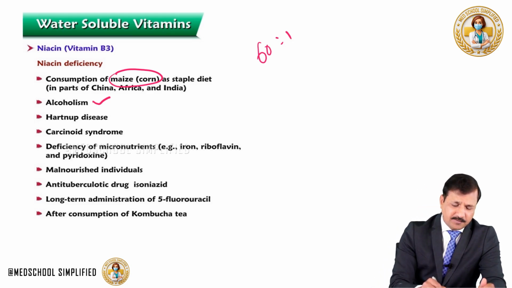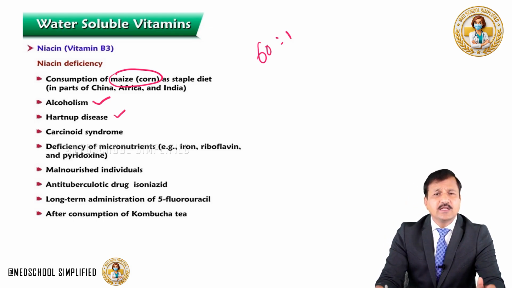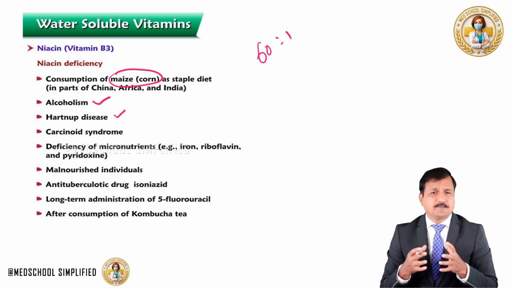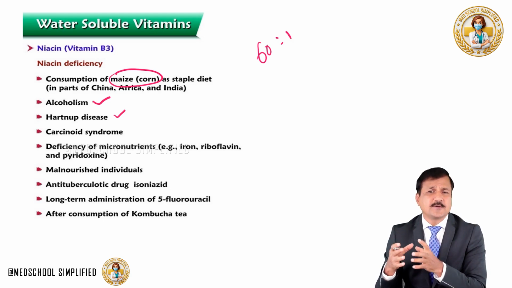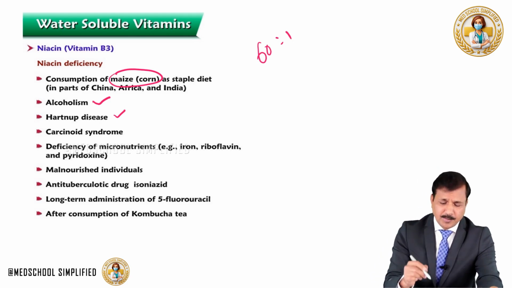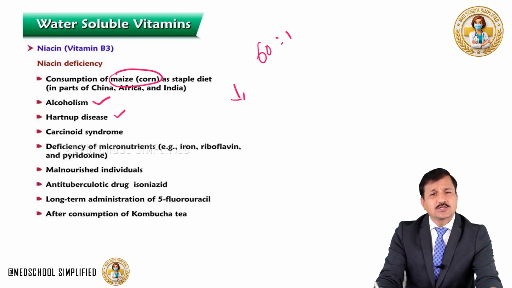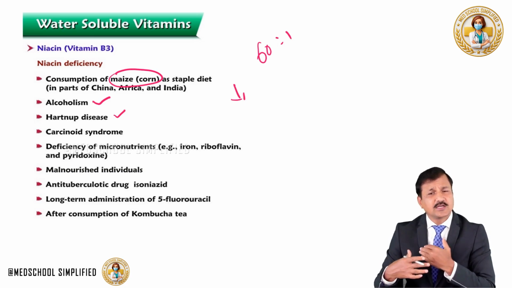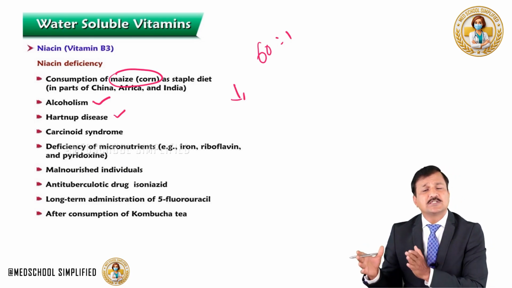The second is Hartnup disease. Hartnup disease is an autosomal recessive condition where there is a genetic defect in the intestinal absorption of tryptophan, and also a genetic defect in the kidney reabsorption of tryptophan. That means both tryptophan is not absorbed from the intestine, and whatever tryptophan is present in the blood, which is filtered by the glomerulus, is not reabsorbed by the renal tubular cells. So, it appears in the urine.